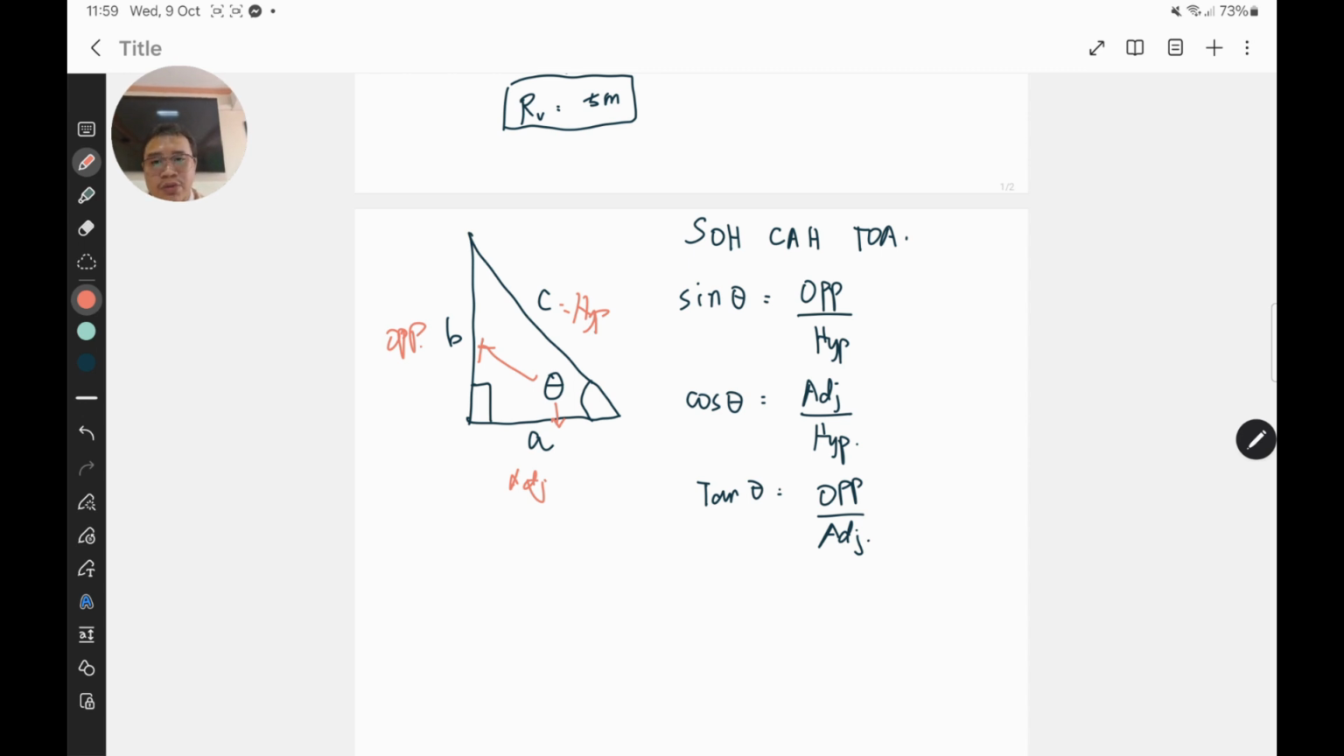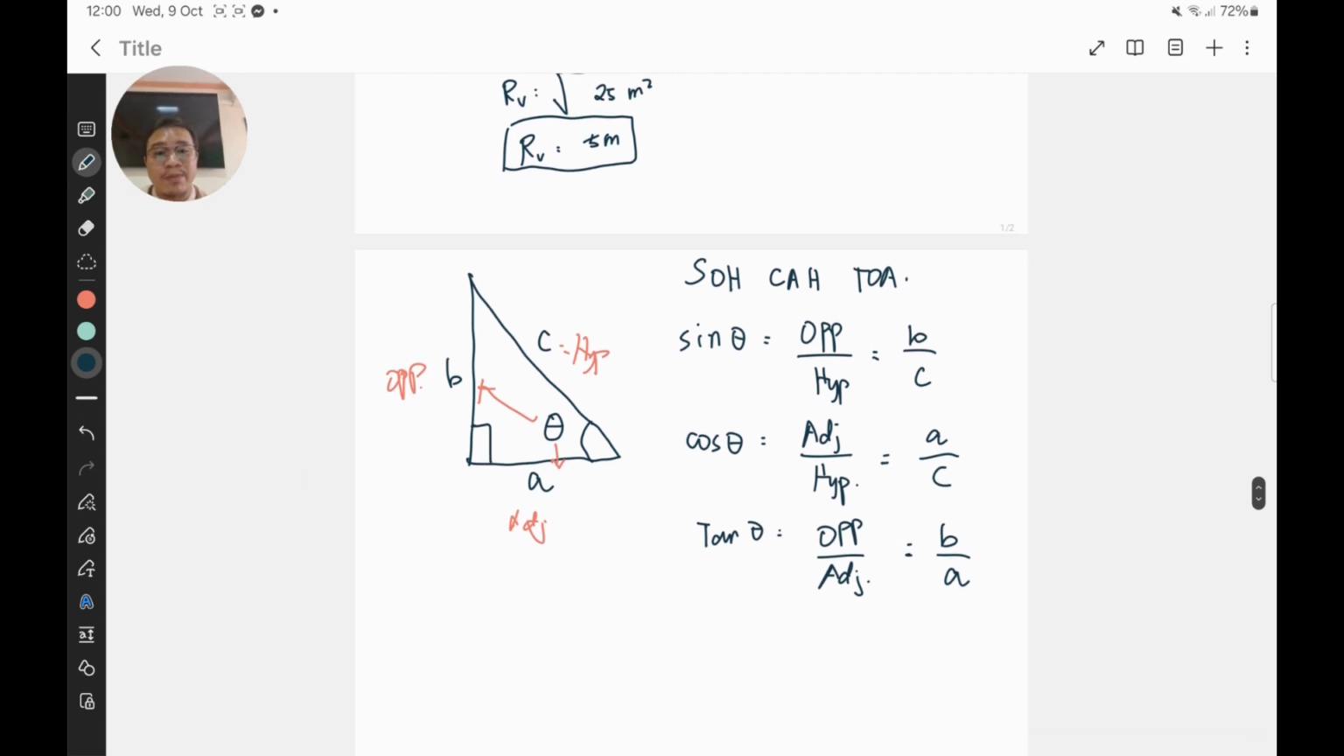So therefore, substituting the variables here, sine theta would be equal to B over C. Then cosine theta would be equal to A over C. And then our tangent theta would be, of course, B over A. Okay? So why is it that we need this relationship? Because it would be very important for us to solve for the angle at which this resultant vector is pointing.